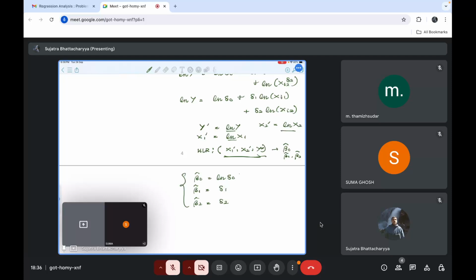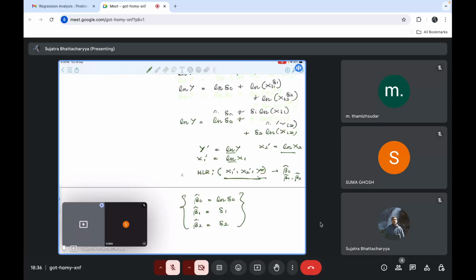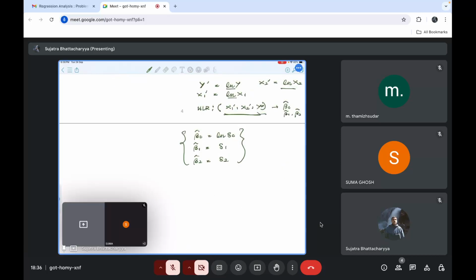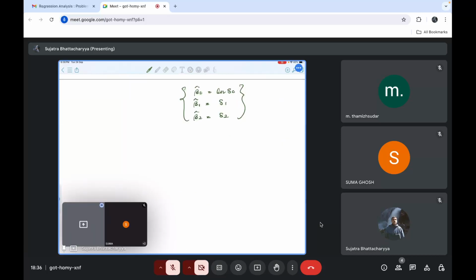That's all. So this kind of a relationship, y is equal to delta naught x1 to the power delta 1 and x2 to the power delta 2, can be linearized. And how we can do it? This. Okay. So the answer is yes. By one go you can just write. So that's all. This is one of the things.